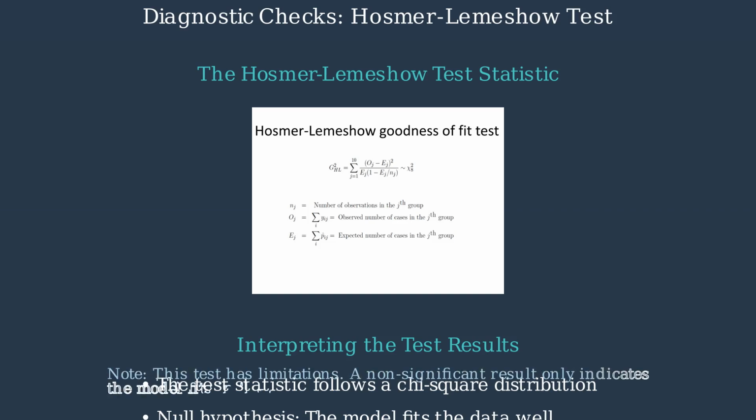It's important to note that the Hosmer-Lemeshow test has limitations. A non-significant test result only indicates the model fits in the specific way measured by this test.